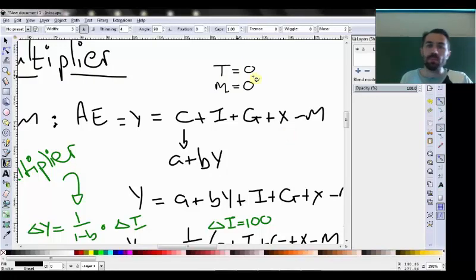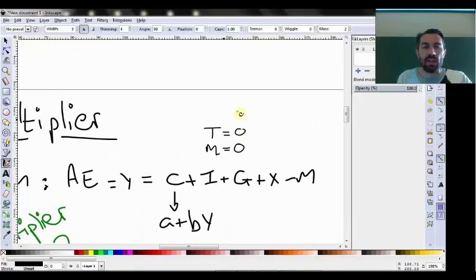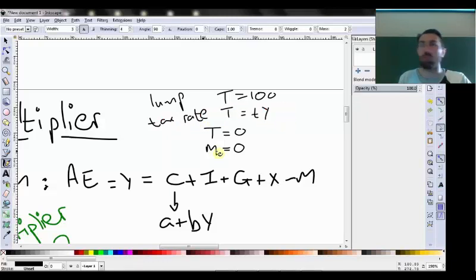Now remember, we can have two different types of taxes. We can have a lump sum tax, which is just capital T equals 100. Or we can have a tax rate, which says capital T is equal to little t times y. In other words, an income tax rate. The tax that you pay is determined by your income. This is the kind of tax we would normally deal with.